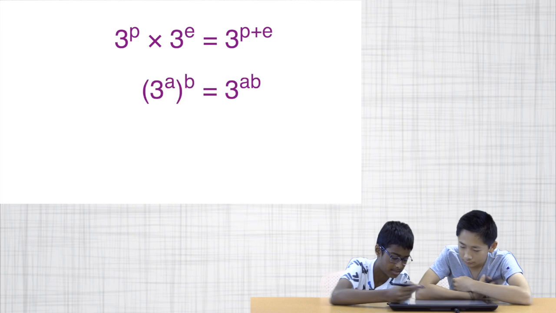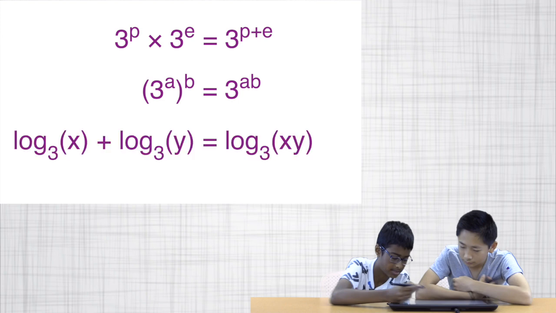In this unit, Josh and Aurobindo explained why several mathematical relationships hold. First, they explained why 3 to the p times 3 to the e equals 3 to the p plus e, where p and e are any exponents. Then they explained why 3 to the a to the b equals 3 to the a times b. Finally, after exploring what a logarithm was and developing two interpretations for logarithms in the moldy food context, in this lesson they explained why log base 3 of x plus log base 3 of y equals log base 3 of x times y.